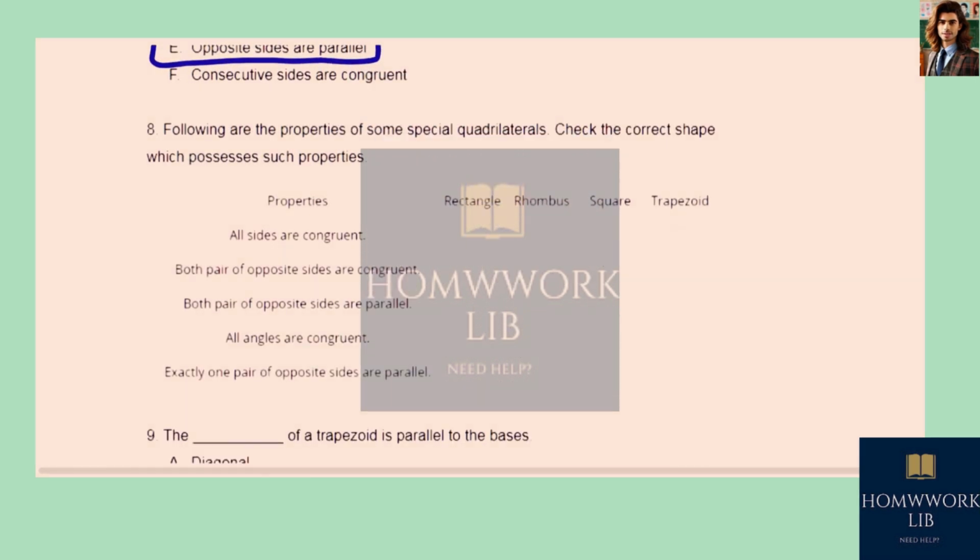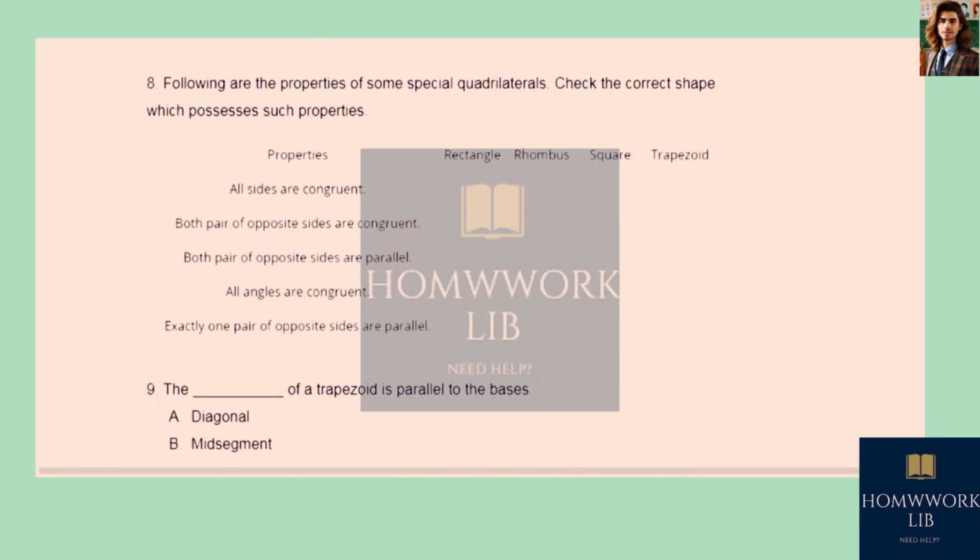Properties of special quadrilaterals. So which ones have all sides the same length? That is the definition of the rhombus, but a square is also a rhombus, so it also has all sides congruent. Both pairs of opposite sides congruent. Opposite sides are congruent in a rectangle, a rhombus, and a square.